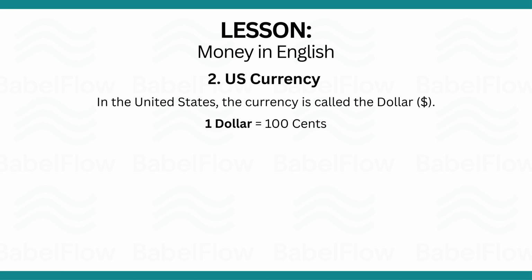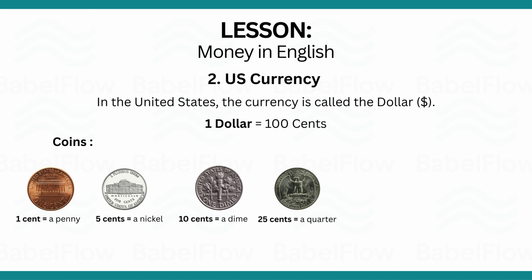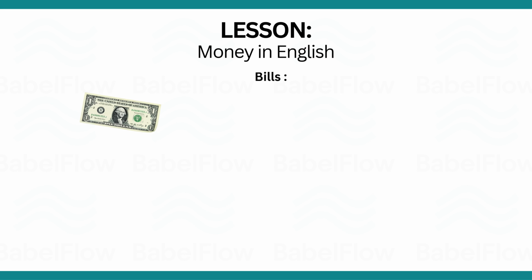$1 equals 100 cents. Coins. 1 cent equals a penny. 5 cents equals a nickel. 10 cents equals a dime. 25 cents equals a quarter. 50 cents equals half dollar. 100 cents equals $1.